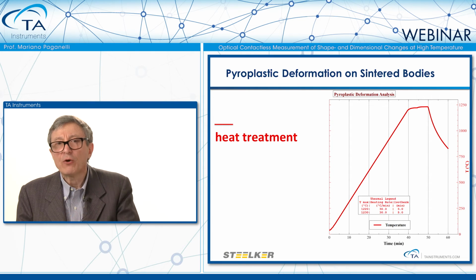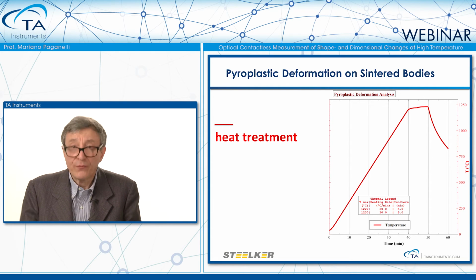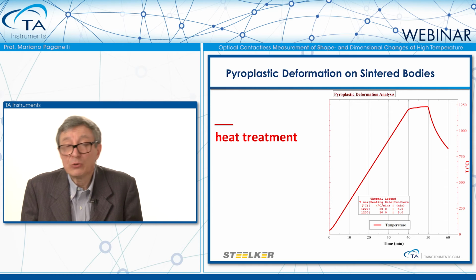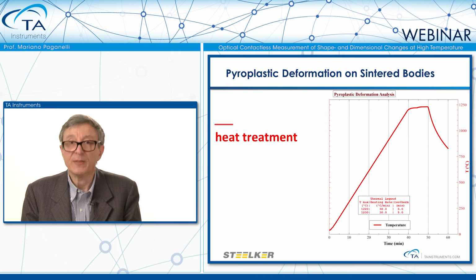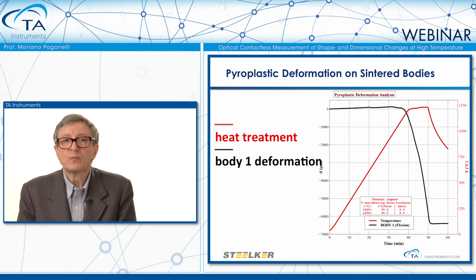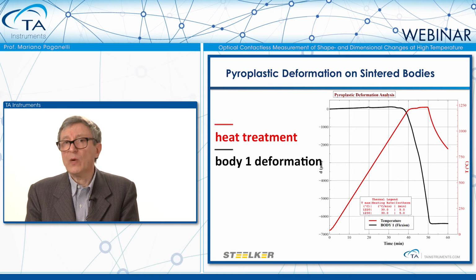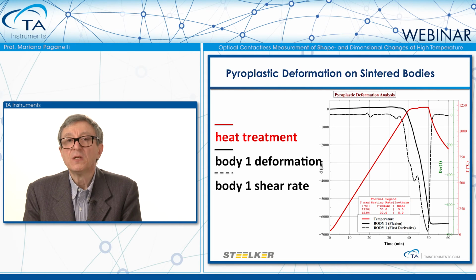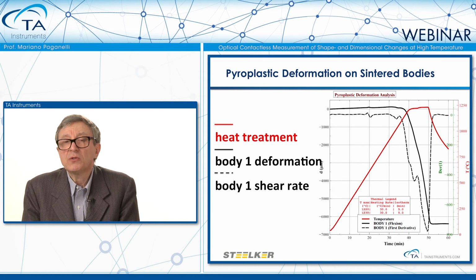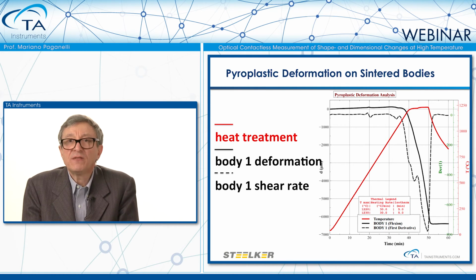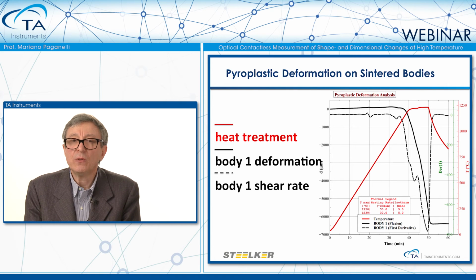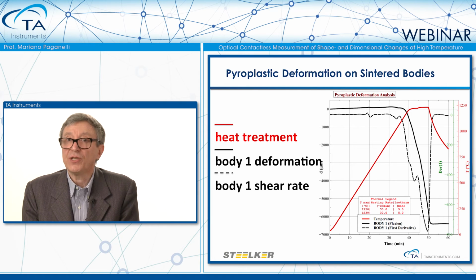Now we'll show you a comparison between two batch formulas which are used by two different manufacturers to manufacture the same material. Look what happened. This is the pyroplastic deformation of body 1. Make the derivative. And this is the shear rate of body 1. This body shows, say, a typical behavior. Rising temperature, the viscosity of the glassy phase drops according to the Arrhenius law, then the shear rate increases.